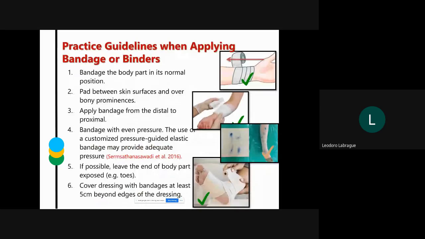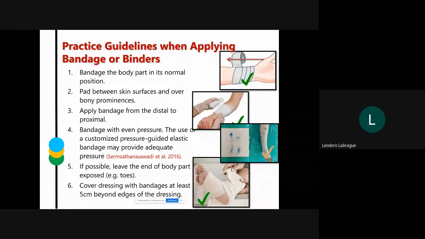Okay, this is the last slide that we have right now. And you need to remember this one because, as I mentioned earlier, you will be applying bandage to your classmates or to the mannequin next week. So what are the things that you need to remember when applying bandage and binders? First, bandage the body part in its normal position. What's the normal position? Just ask your patient to relax.